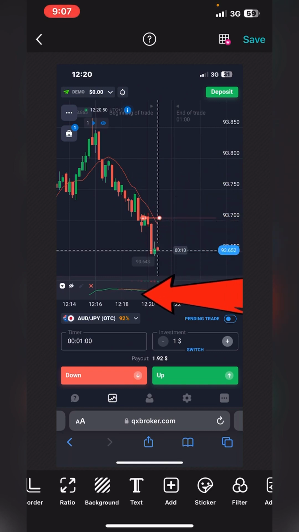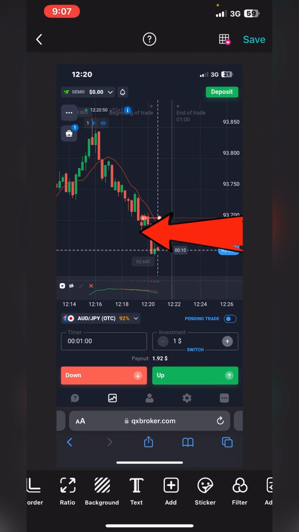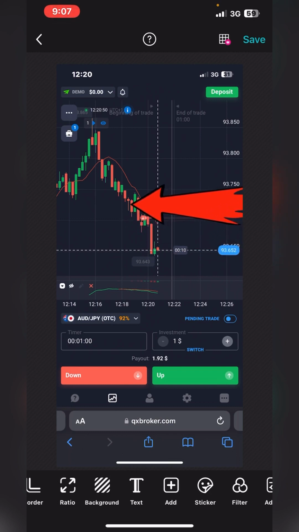So here I can see the trend is also a downtrend. The moving average tells me the trend is also on a downtrend. So to have the best entry, I waited for the buyers to raise the candle, to raise the bar back up. Let us take this as an example.